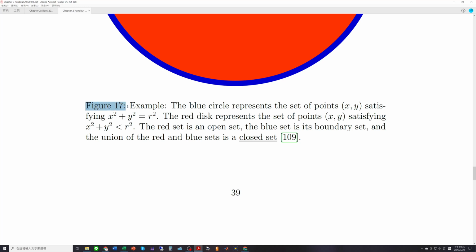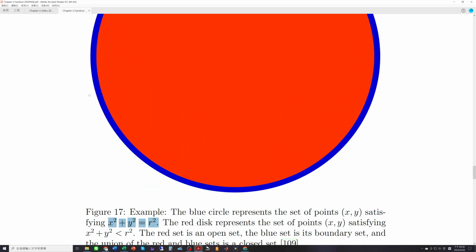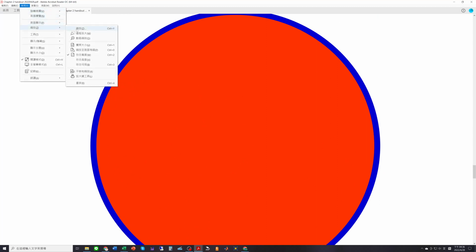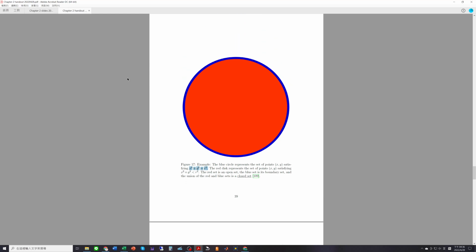Figure 17 is an example. The blue circle represents the set of points x, y satisfying x squared plus y squared is equal to r squared. Of course, r is a positive constant.